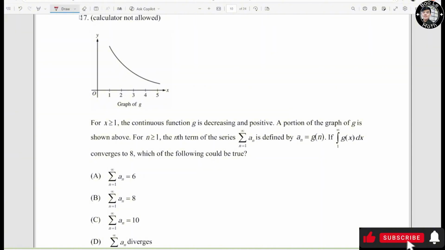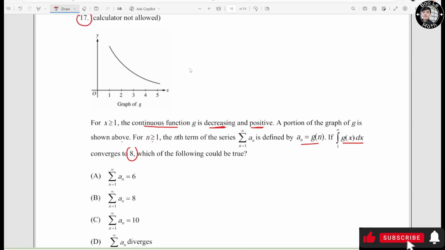Now, let's move on to question 17. For s greater than or equal to 1, the continuous function g is decreasing and positive. A portion of the graph of g is shown above. For n greater than or equal to 1, the nth term of the series a sub n is defined by this. If the integral from 1 to infinity of g of s ds converges to 8, which of the following could be true? Alright, so this is actually the integral test, right?